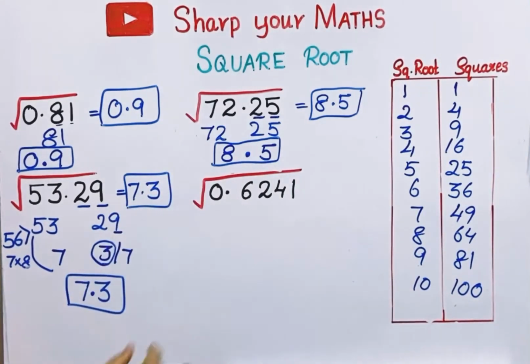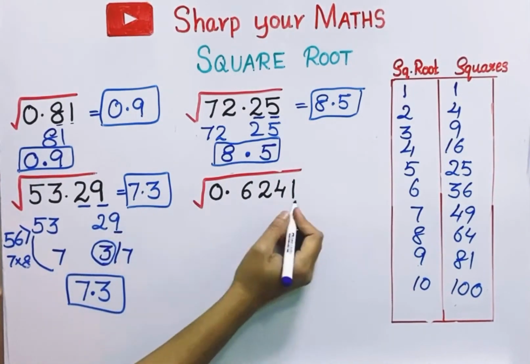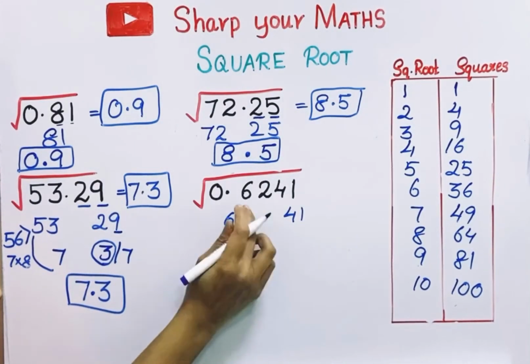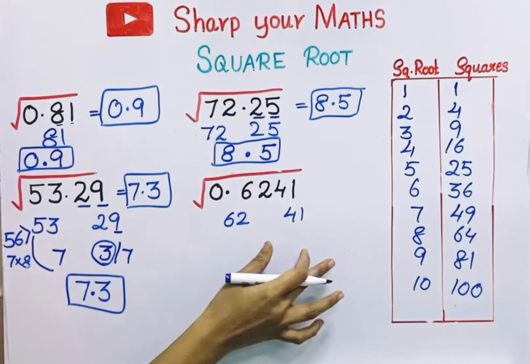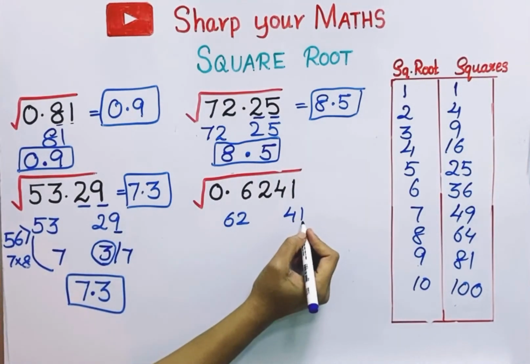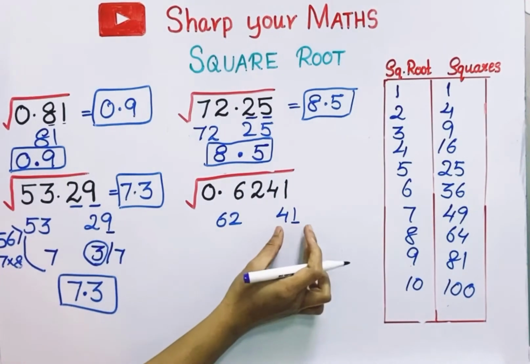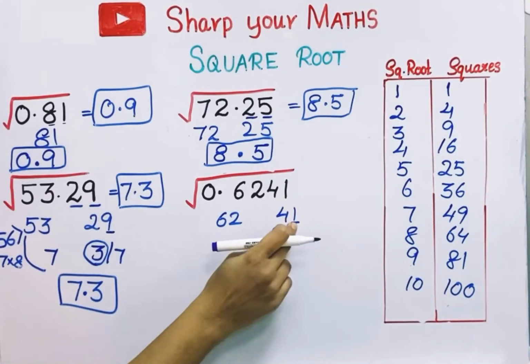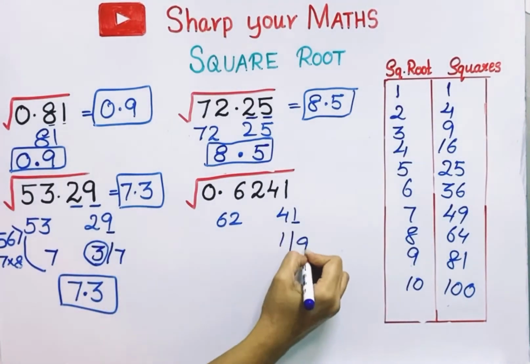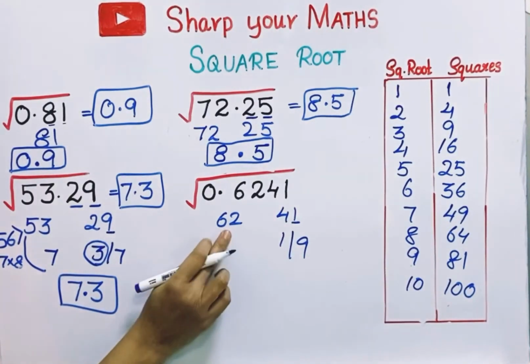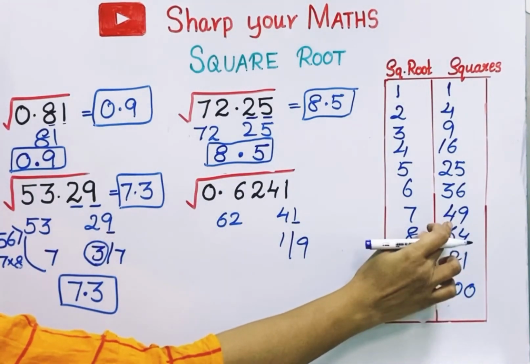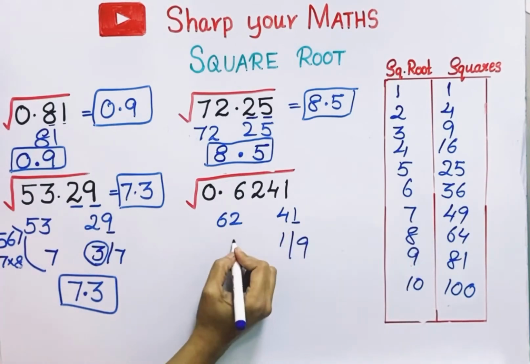Next, this question: take the number without the decimal point. So it's 6241, and separate the groups. Last 2 digits one group, another group. So the rightmost group's unit digit is 1. If it ends with 1, its square root can be 1 or 9. Next, take this 62. 62 is close to the square, not 64, we should take the number which is lesser than that. So 49. Take its square root, 7.